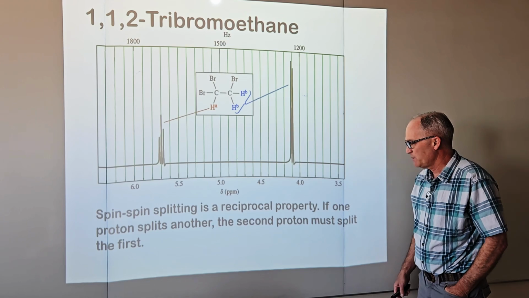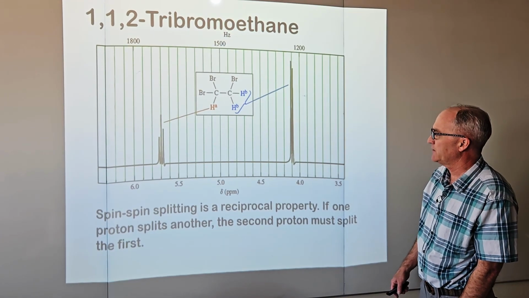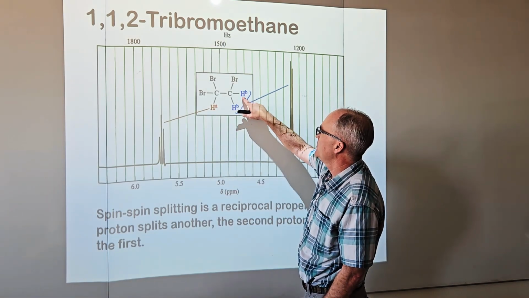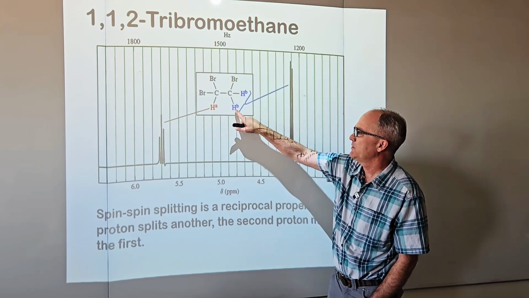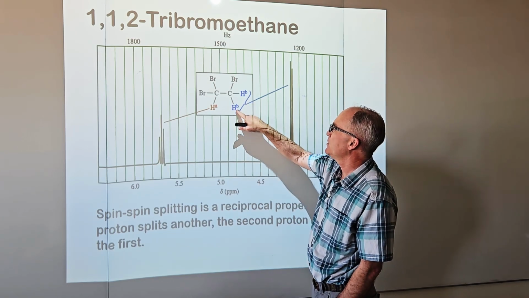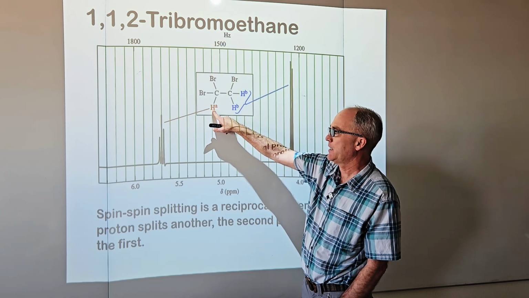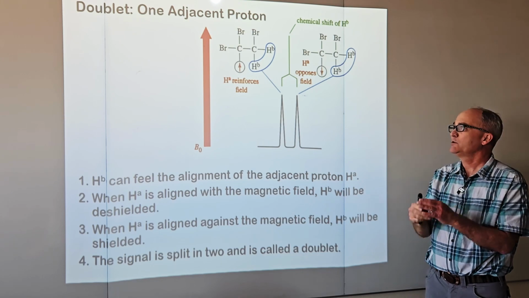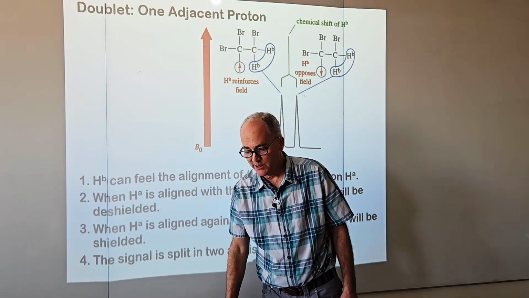Spin-spin splitting is a reciprocal property. If one proton splits another, the second proton must split the first. What that means is this proton is splitting these protons, and these protons are splitting that one. This thing acts like a magnet. It can reinforce or oppose the magnetic field that these two feel. The magnetic field that these two protons feel can be reinforced or opposed by this thing acting like a little magnet. So when we see a doublet, a peak that's split into two, that tells us that there's one proton on an adjacent carbon. That's what it tells us.